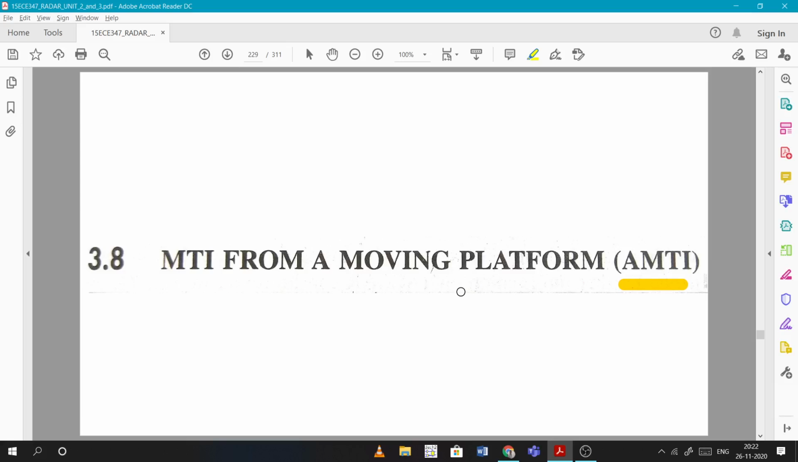So basically the platform is moving. In the previous session we have seen that only the target is moving and the radar is fixed. Here both are moving. Since the radar is itself moving, it can also cause clutter, right? As I told already, clutter is caused by moving bodies.